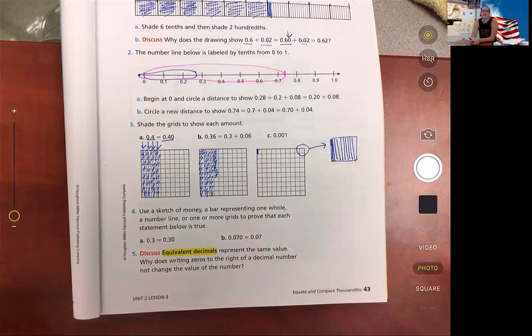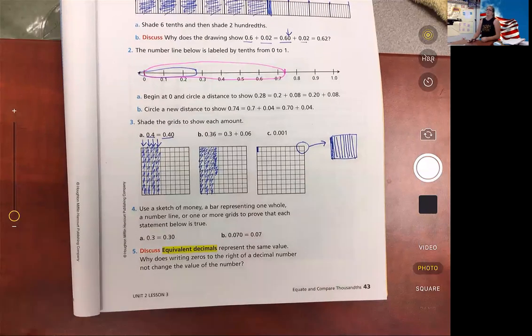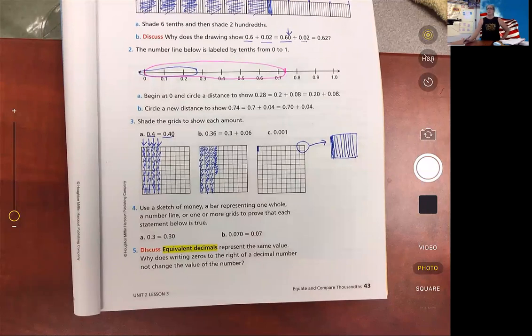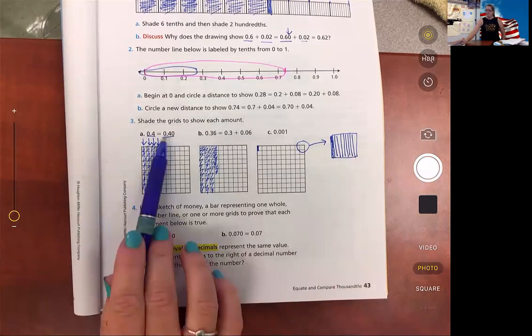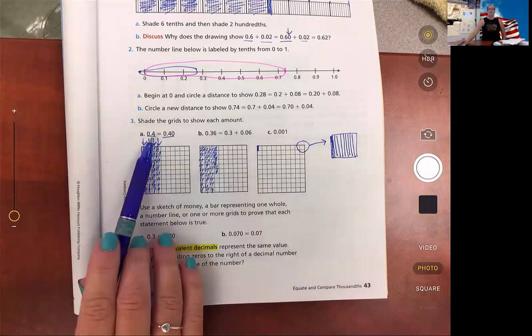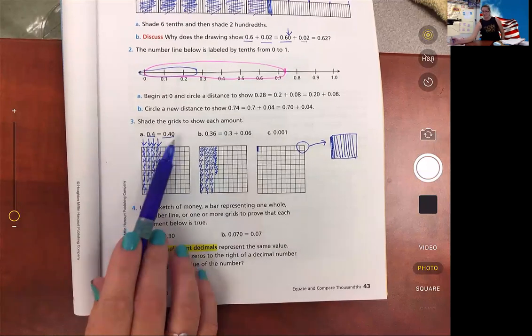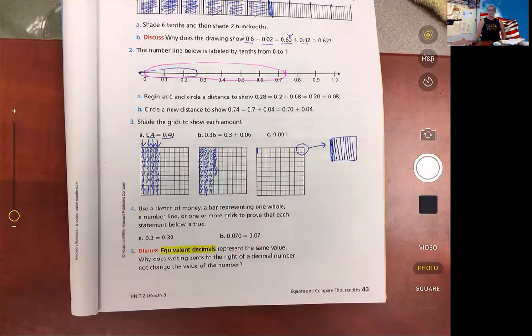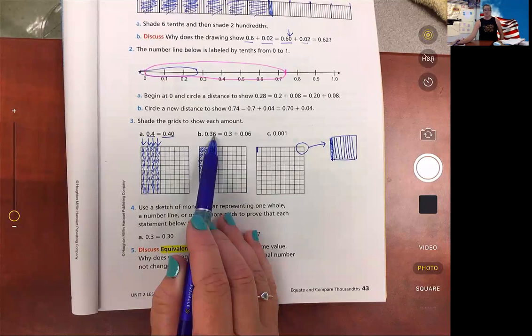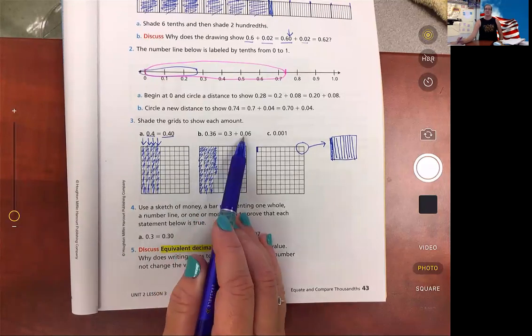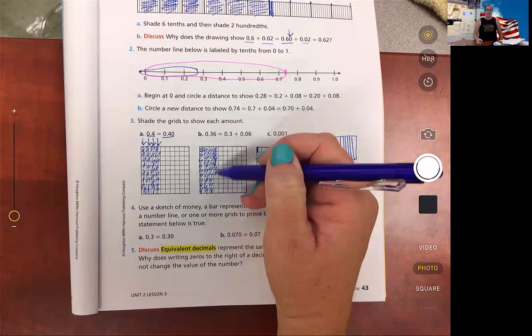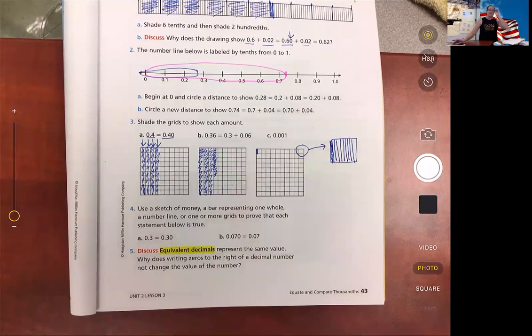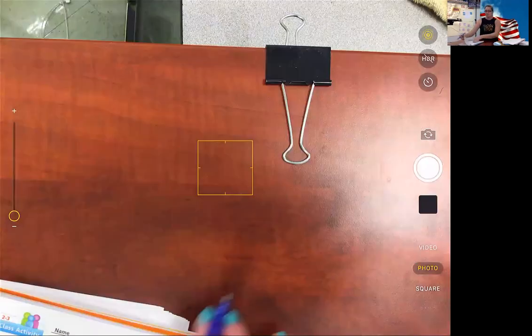Next one, use a sketch of money, a bar representing one whole, a number line, or one or more grids. We don't need to do that. We've been doing that. So one thing to notice is that all of these decimals are equivalent to each other. 4/10 is the same as 40 hundredths. Can you guys see how 4/10 is the same as 40 hundredths? I hope so. All we did was add that 0 to the end of it. 36 hundredths is the same as 3/10 plus 6 hundredths. These are all equivalent to each other. It's ways that we can break down these decimals.